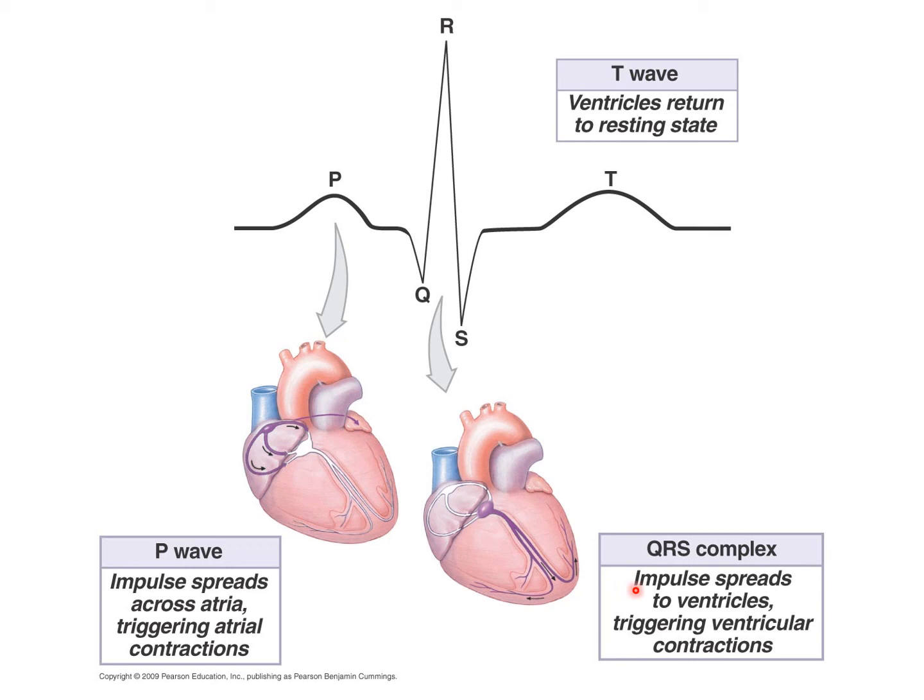The QRS is the impulse spreading to the ventricles, triggering ventricular contraction. And the T wave is the ventricles returning to the resting state. This you can see in the electrocardiogram. ECG means electrocardiogram.